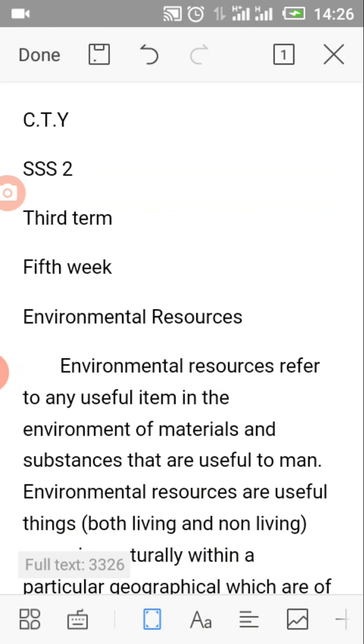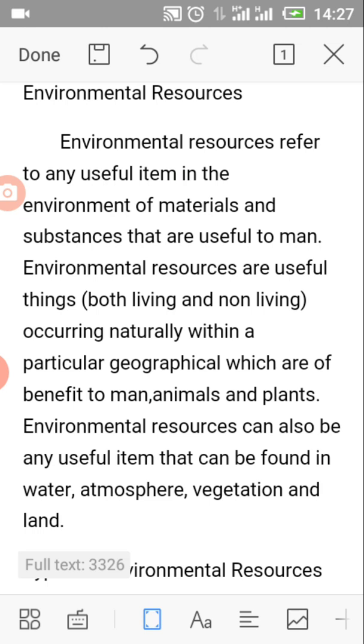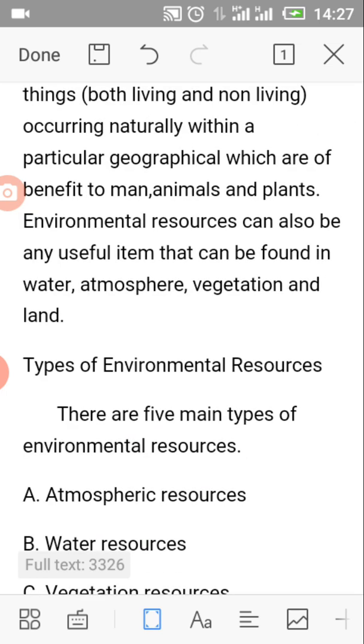The topic of our discussion this morning is environmental resources. Environmental resources refers to any useful item in the environment, and these are materials that are useful to man. Environmental resources are useful items, both living and non-living things, that occur naturally within a particular geographical area, which are of benefit to man, animal, and plant. Environmental resources can also be any useful item that can be found in water, the atmosphere, vegetation, and land.